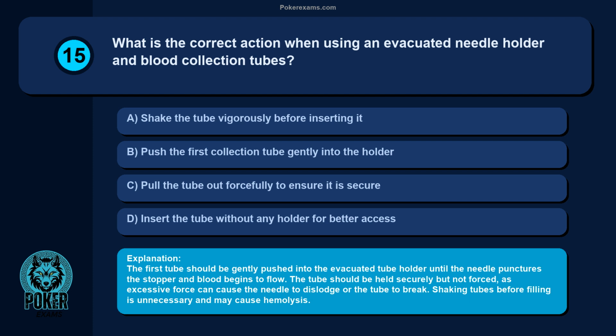The first tube should be gently pushed into the evacuated tube holder until the needle punctures the stopper and blood begins to flow. The tube should be held securely but not forced, as excessive force can cause the needle to dislodge or the tube to break. Shaking tubes before filling is unnecessary and may cause hemolysis.